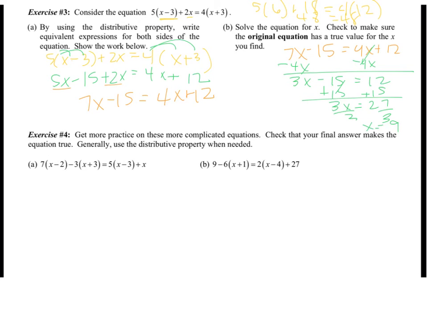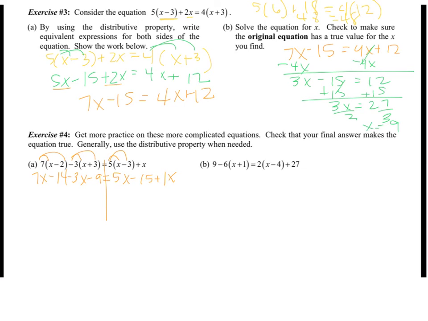Check that your final answer makes the equation true. So use a distributive property when needed. 7 times x is 7x. 7 times negative 2 is negative 14. Even though this says minus 3, that is a negative 3. So negative 3 times x is negative 3x. And negative 3 times 3 is negative 9. 5 times x is 5x. 5 times negative 3 is negative 15 plus 1x.